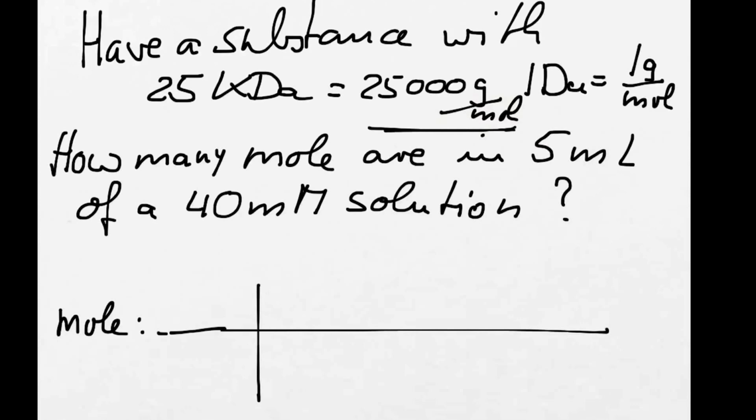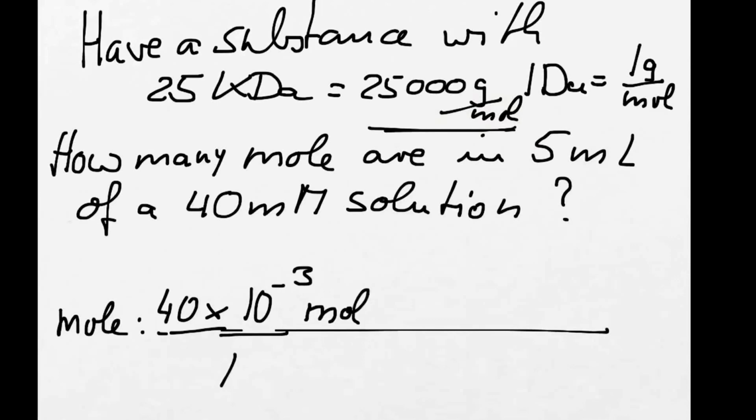So here, this would be 40 times, and I get rid of this one here, 40 times 10 to the minus 3 mole per liter. This is 40 millimolar. Okay? Now I've got my mole again. I need to get rid of the liter.